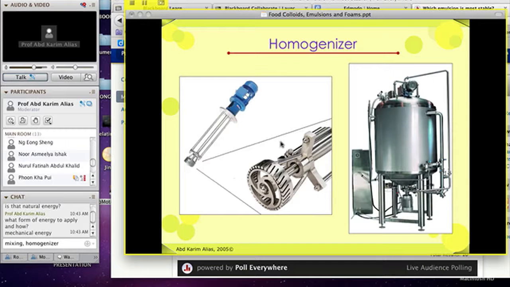In this picture, for example, we have this high-speed mixer, very efficient. I have linked some videos from YouTube in the Moodle. Some of you maybe have seen this, and you can see how efficiently those high-speed mixers disperse one liquid into another to form a good emulsion. We can install this kind of high-speed mixer into a setup like this, a tank, to prepare a large volume of emulsion.